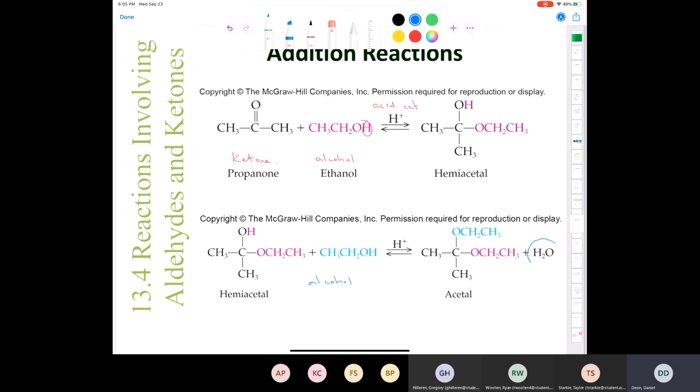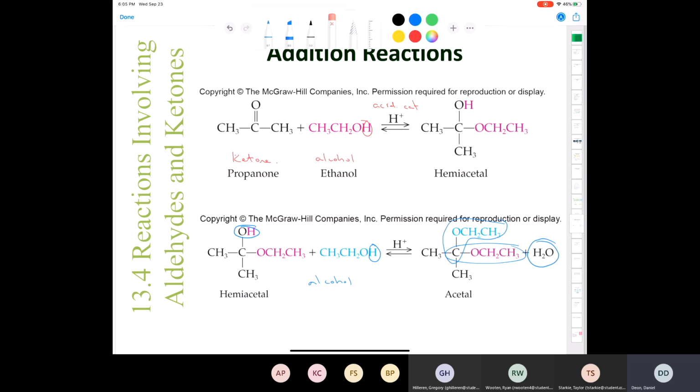You've got to form water as a product. Where does that water come from? It comes from the hydroxyl on the hemiacetal, and it comes from this proton. And so then you must form a bond between this oxygen and the carbon. Don't believe me? Look right here. Here's that new bond. So I have an ether here, and I have an ether here like that.